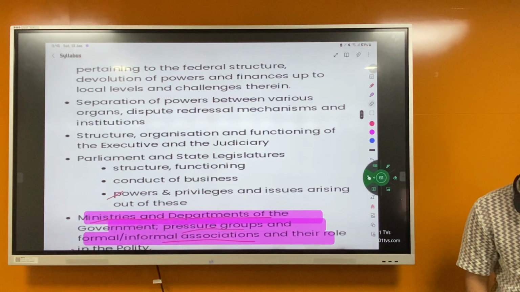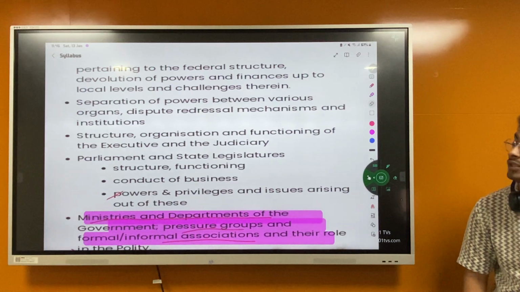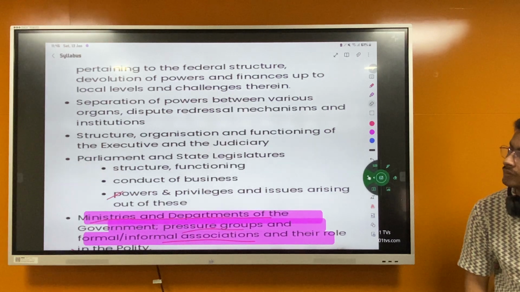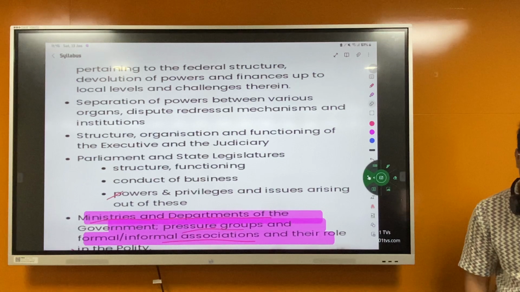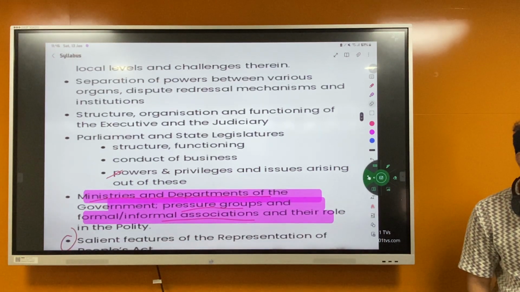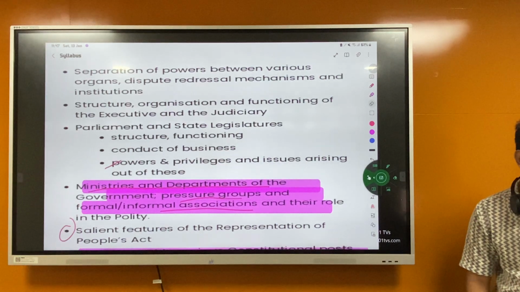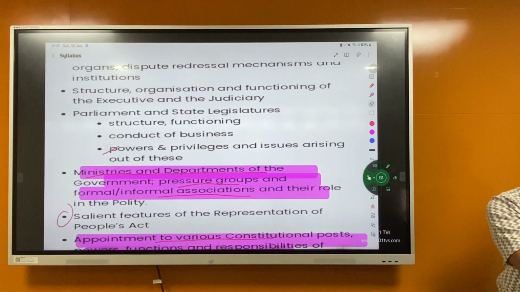Next, structures, comma, organizations and functioning of the executive and the judiciary. This is also very important. Yesterday we read about something, speaker and the judicial review. So in this topic we will be reading more. Next, parliament and state legislature. In that we need to learn structure and functioning, conduct of business, powers and privileges and issues arising out of this.